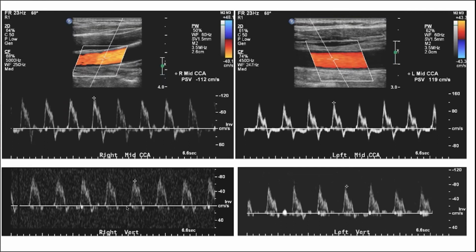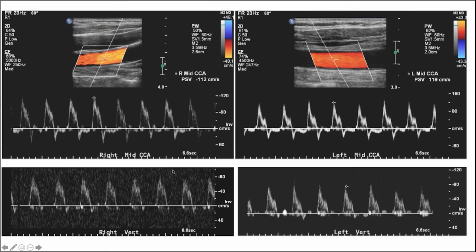Symmetry remains an important component. So here is a panel of samples taken. Again, the display is similar to what I've shown in previous slides. The left upper panel on your screen is the right common carotid artery. The panel on the right of your screen is the left common carotid artery, and then the two vertebral arteries are below.